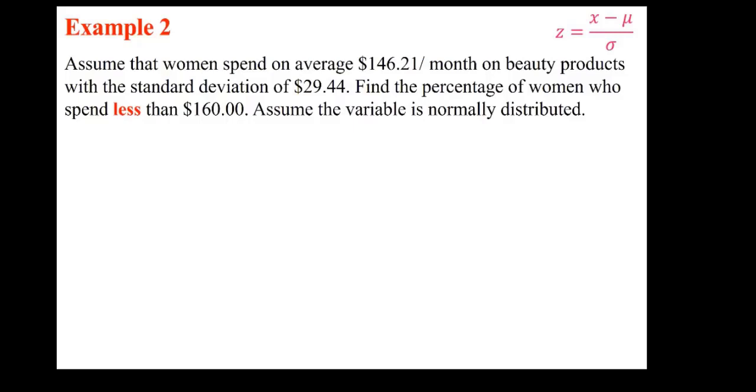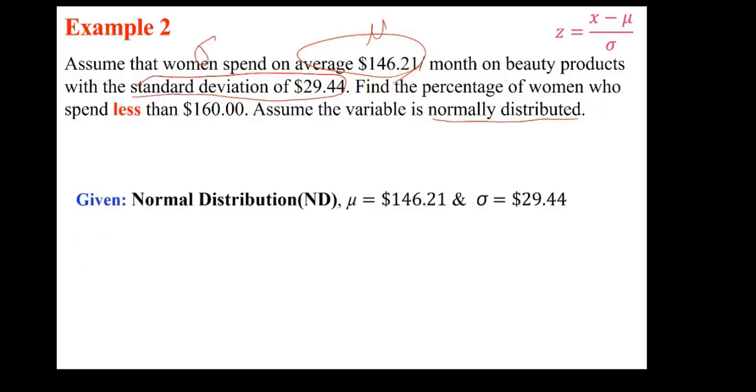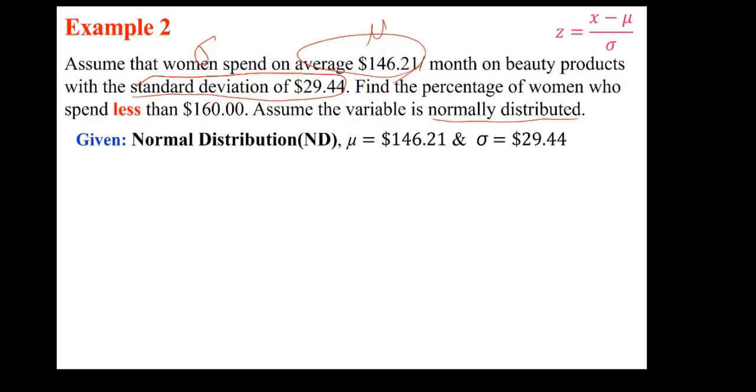We read the question and we need to see what is given. So very carefully as we read it, the very first thing we want to make a note of, okay, ND, we are dealing with normal distribution. Mean, mu, the standard deviation, sigma. So that's the first thing, what is given to us. We make a note of it. And so what we want, find the percentage of women who spend less. If you have X less than 160.